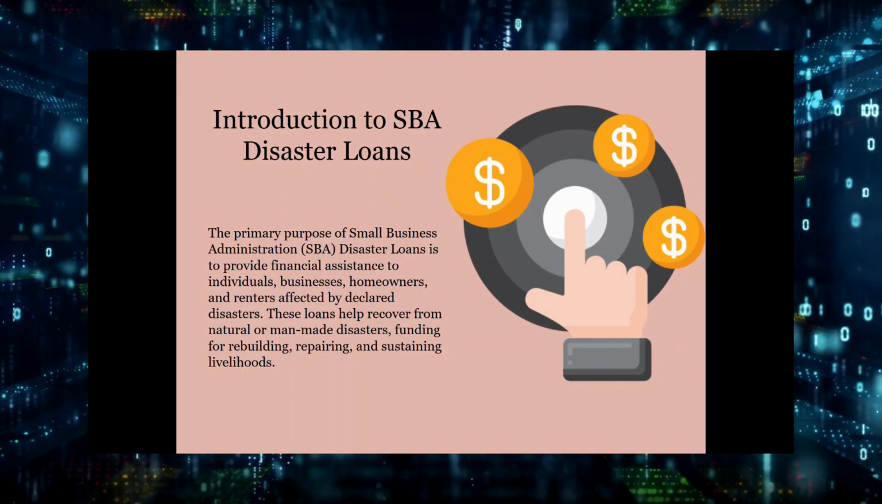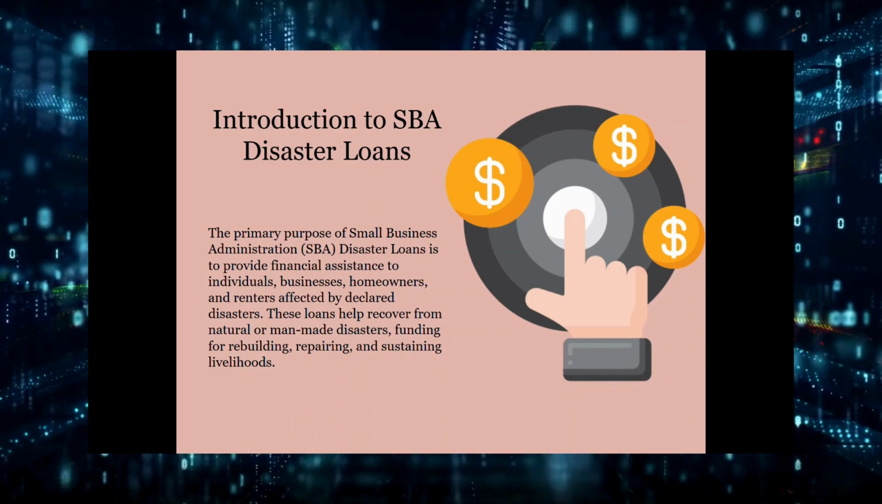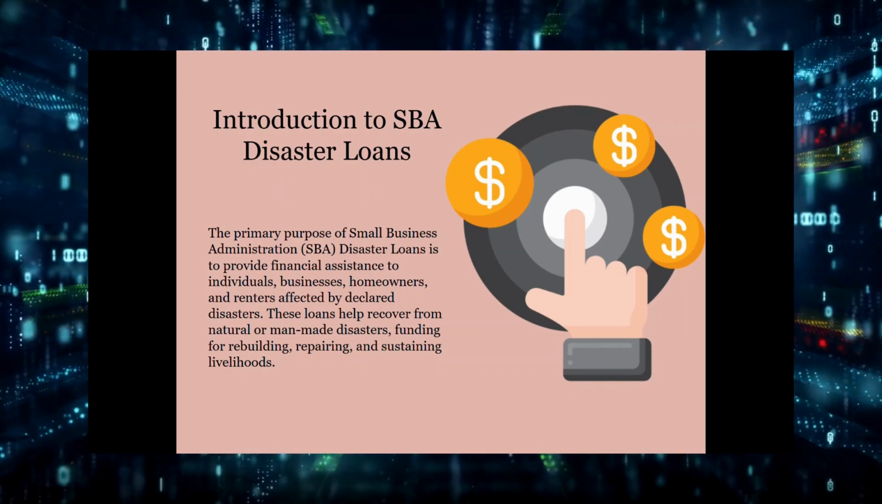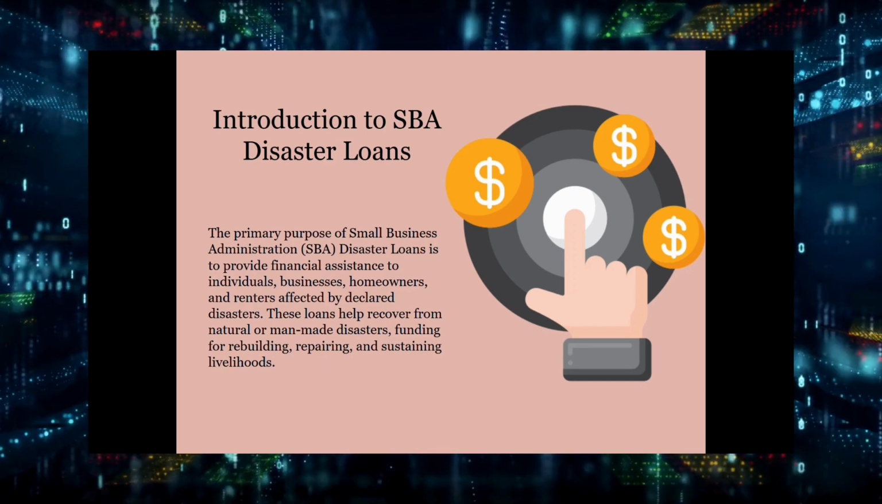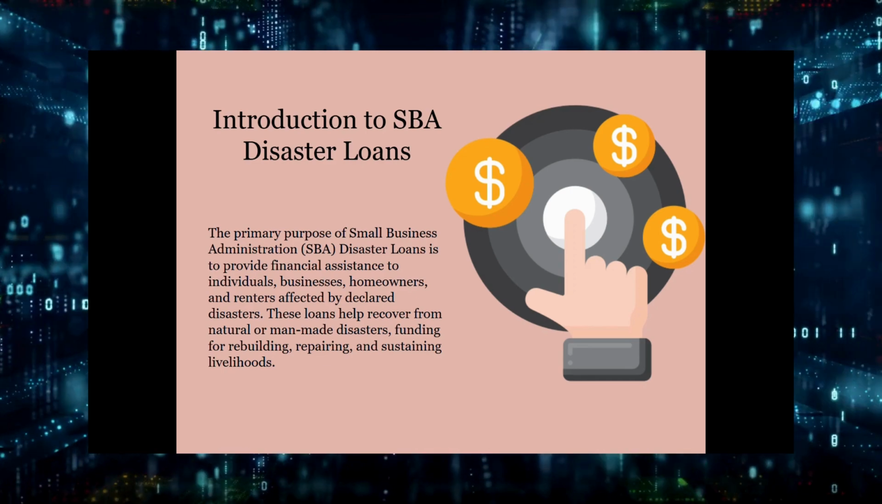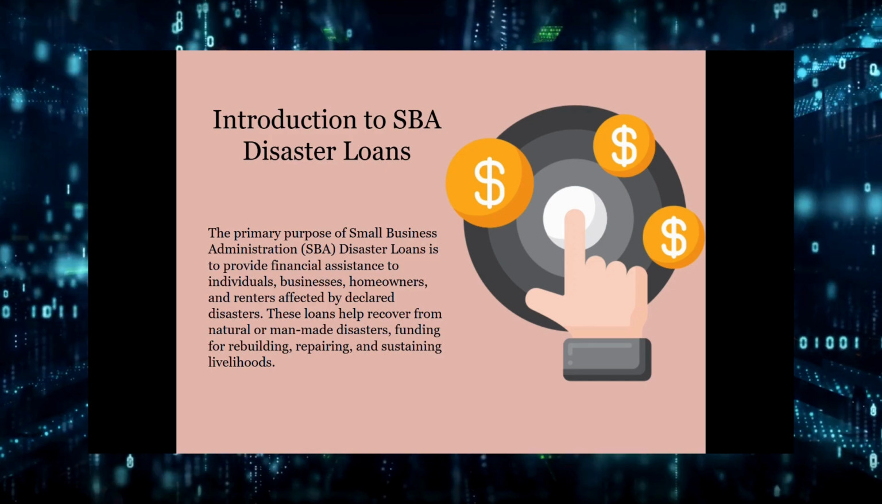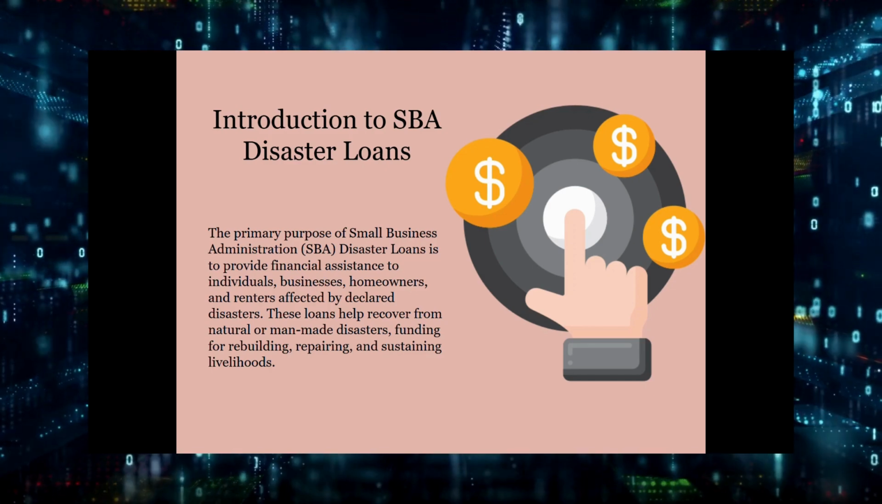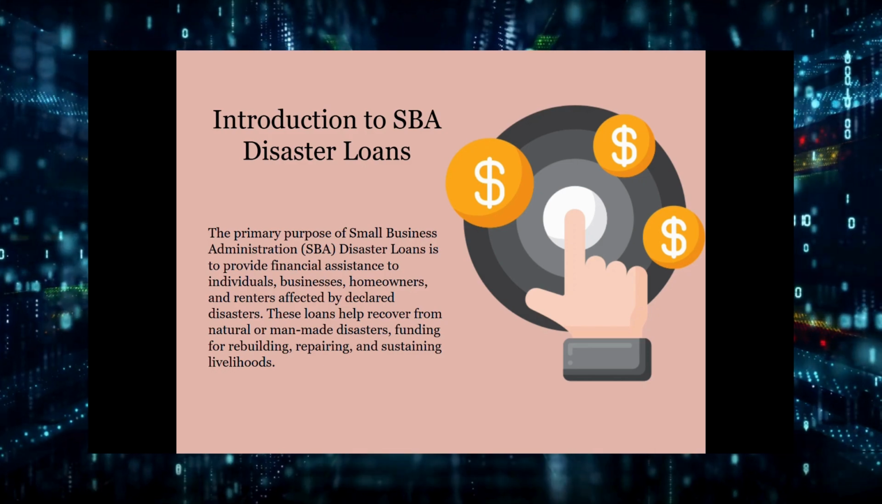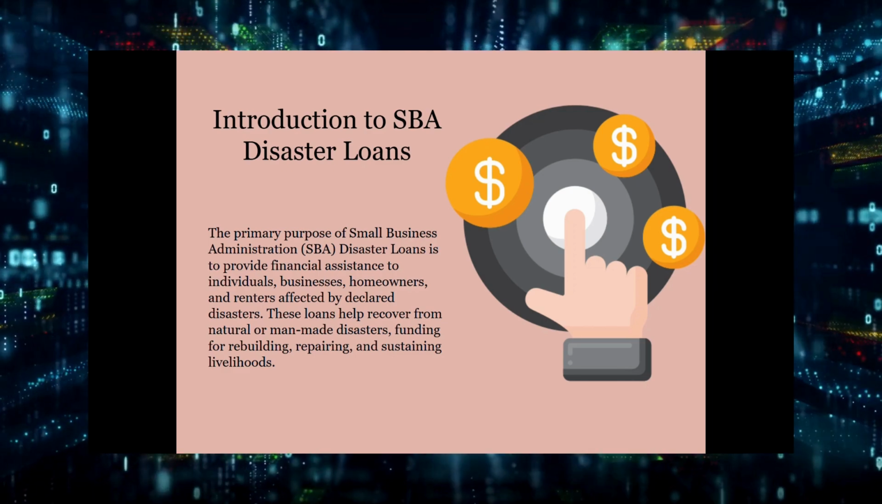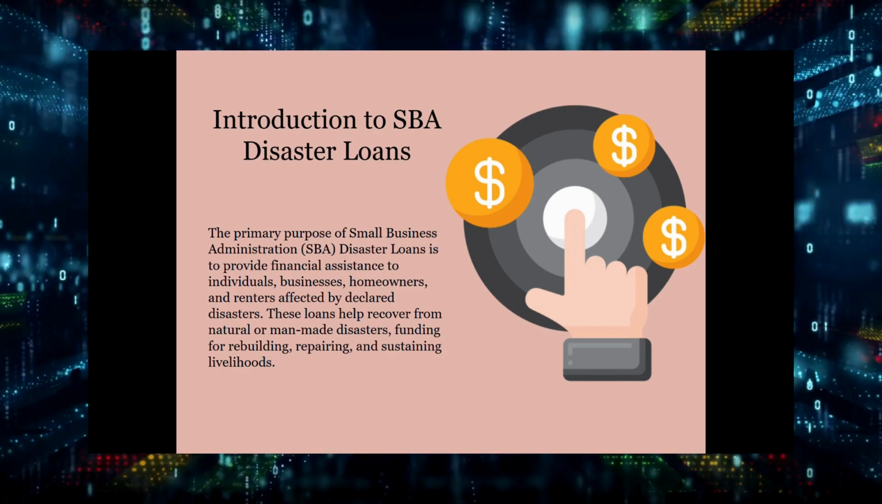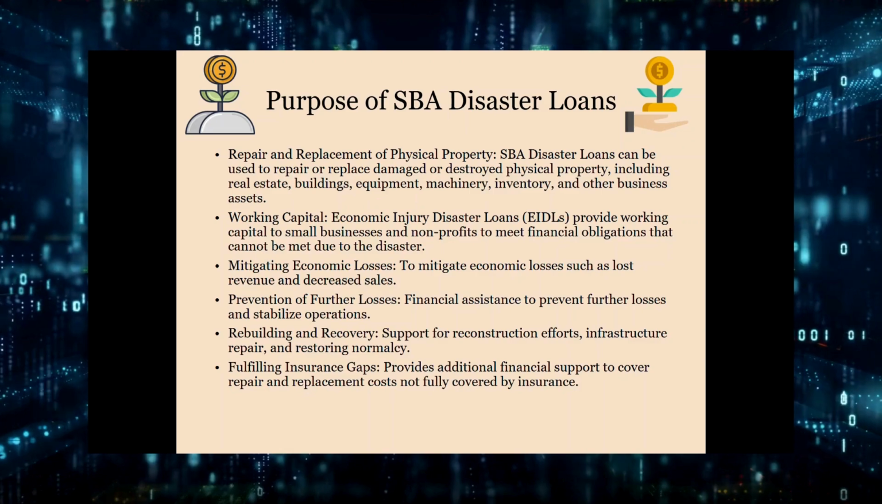The primary purpose of an SBA disaster loan is to offer financial assistance to individuals, businesses, homeowners, and renters affected by declared disasters. These loans are crucial for recovering from both natural and man-made disasters, providing the necessary funding for rebuilding, repairing, and sustaining livelihoods. This program helps stabilize and revitalize affected communities, enabling them to bounce back and rebuild their futures.